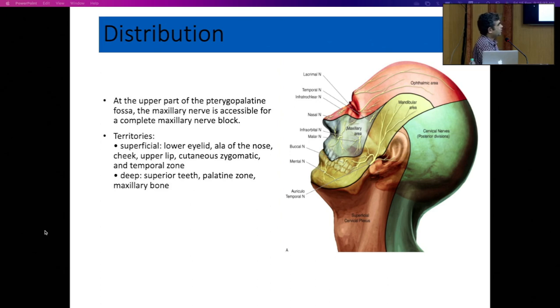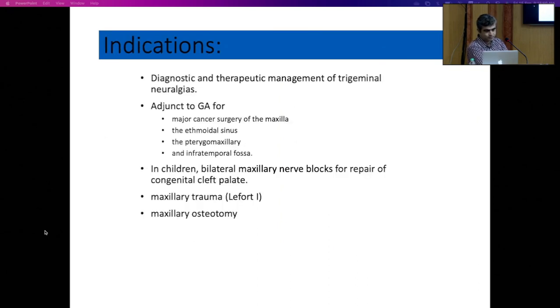So we mostly try to ablate this in the pterygopalatine fossa, and the territories, as you can see here, are the lower eyelid, the ala of the nose, the cheek, the upper lip, the cutaneous zygomatic and temporal area, and it supplies the superior teeth, the palatine bone and maxillary bone and maxillary sinus.